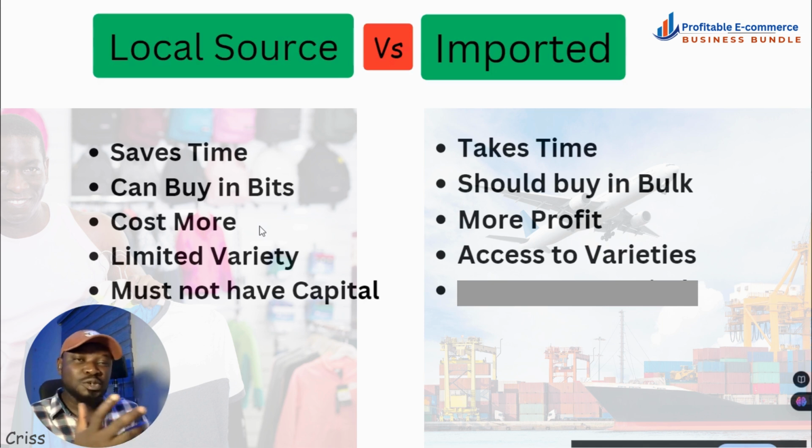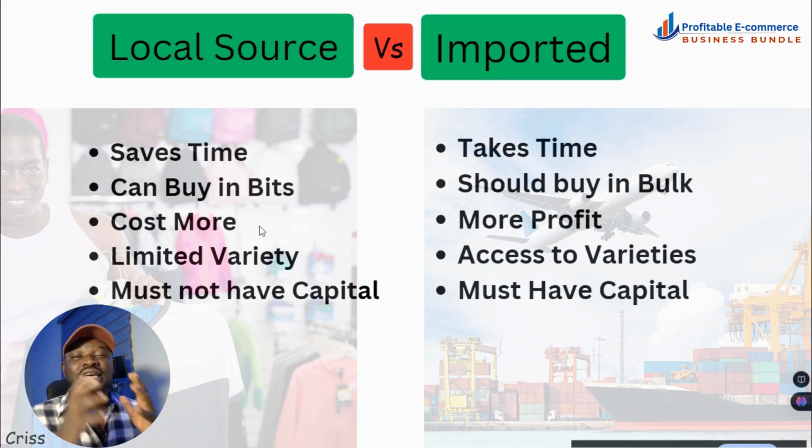Then if you happen to be able to convince your buyer to even pay for the products, you can now use their money to buy the products and deliver to them, then keep your profits. That's a good one. But for importation, you cannot buy on credit. You must have capital to start importing.